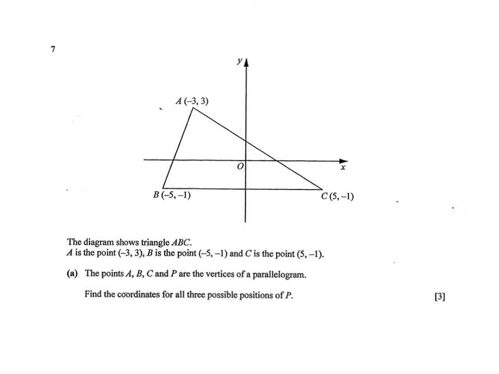Okay, question number 7. Inside this diagram, we have triangle ABC. A is the point (-3, 3), B is the point (-5, -1), and C is the point (5, -1). Some things to take note and observe. Notice that this one over here is one straight line, a horizontal straight line. The y value and the y value is the same. So what do you know about the equation of this straight line? This will be y equals to negative 1.